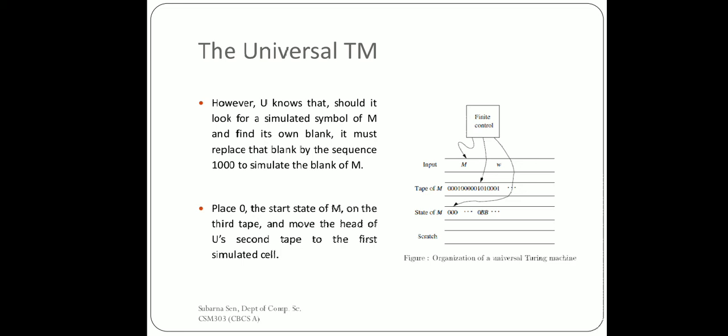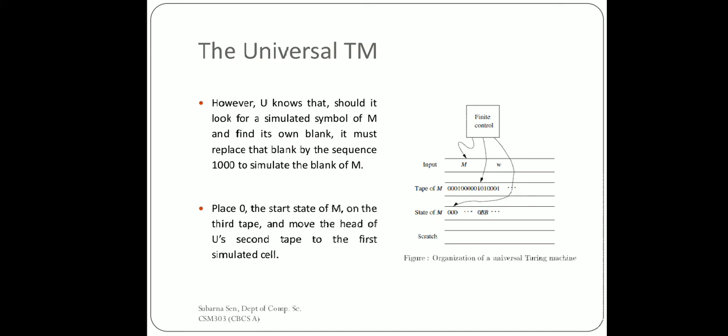Why are we placing 0 as the start state of M on the third tape? Because if we assume that it starts with the initial state, that is Q0, what value are we going to store there? Only 0, right? So the initial state means 0 only. That's why in the third tape, if you look at the diagram, it is marked with the state of M, so it will start with 0 only, right?